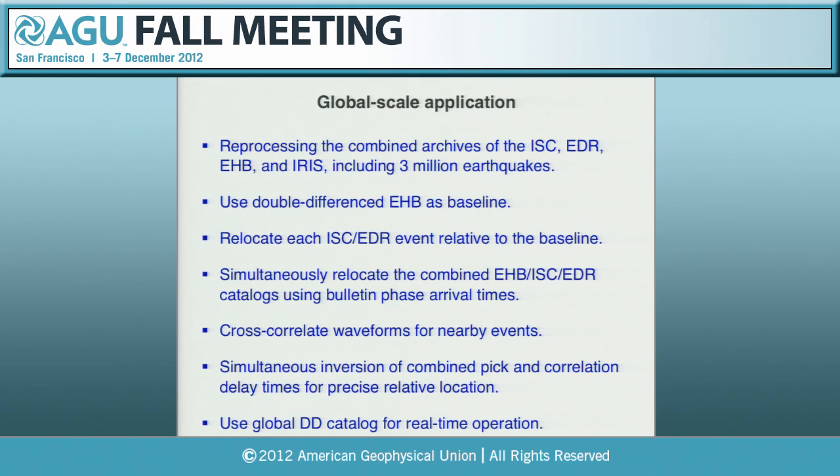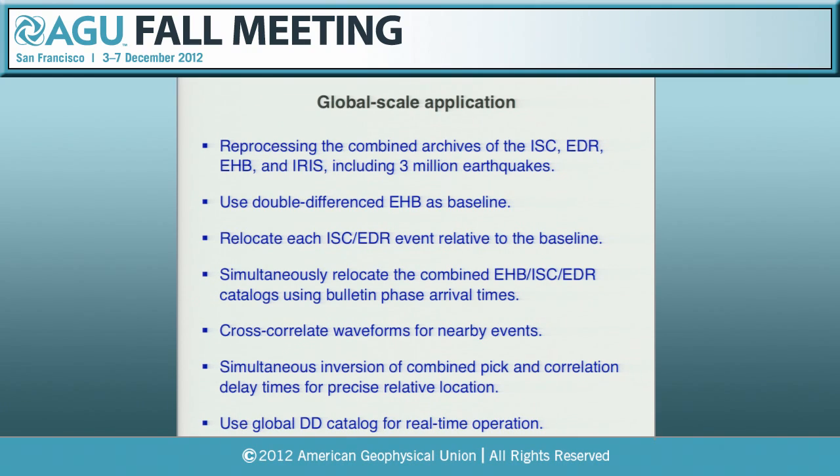The procedure we are following is we are establishing a baseline using a double difference EHB catalog, and then relocating each event in the ISC relative to that baseline using a single event double difference algorithm, and then doing a simultaneous relocation of all this ISC data to improve the relative locations in these catalogs.